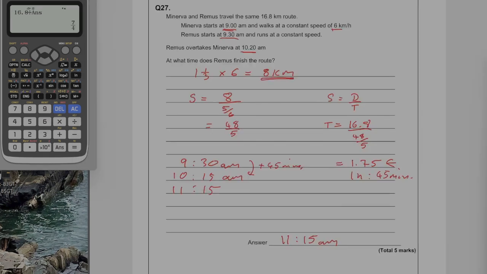And we can do this using the time function on our calculator if we wanted to. We could do 9 hours and 30 minutes. And if I want to add to that 1.75 hours, 1.75 hours and 0 minutes, that would take us to 11:15. So we can use the time function if we wanted to.